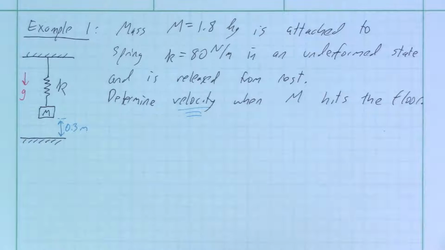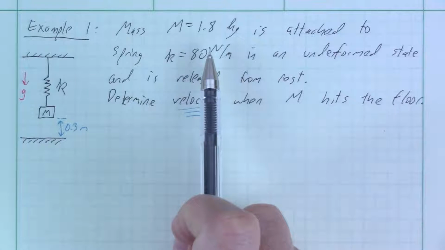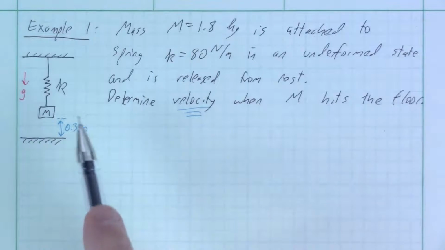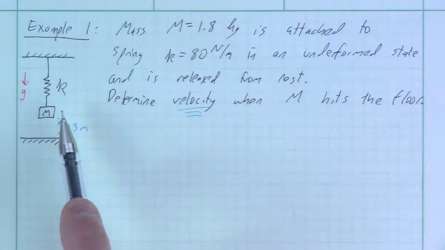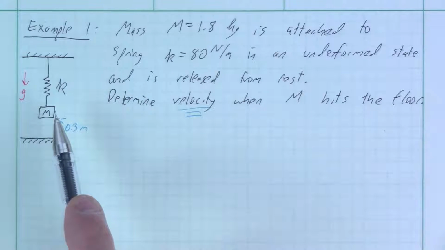All right, so in this first example kinetics problem, in the Cartesian coordinate system, we have a mass of 1.8 kilograms attached to a spring with spring constant 80 Newton per meter, and it's currently in an undeformed state, so it's in its equilibrium position, not stretched, not compressed. It's providing no force right now.